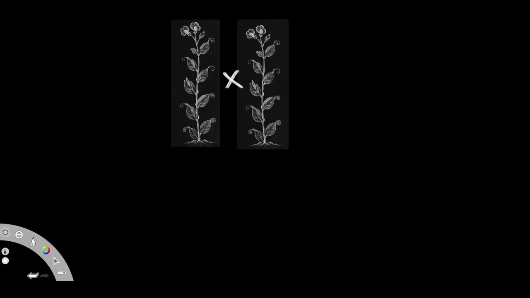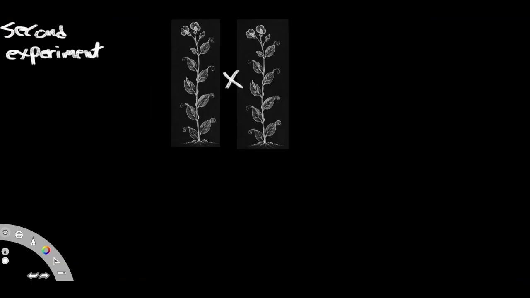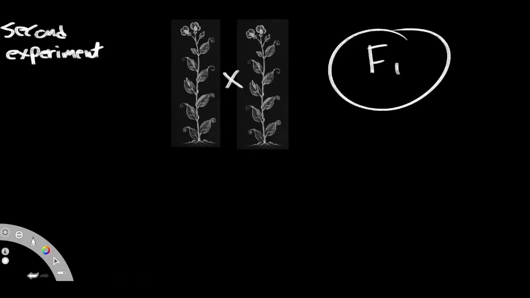Okay, so let's look at his second experiment. All right, so second experiment. These were the offspring pea plants from the previous example. Okay, so this is not the P generation. Remember, P stands for the parent generation. This is now the F1 generation, okay, known as the offspring generation.